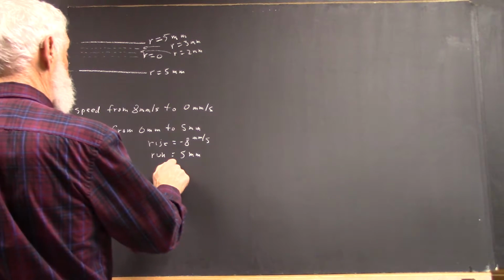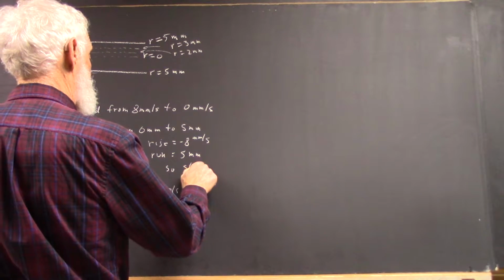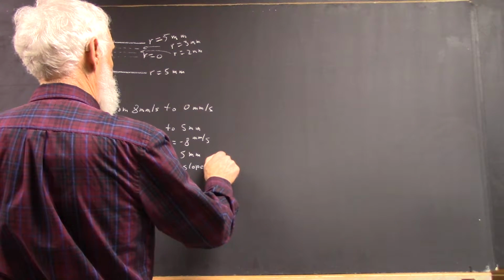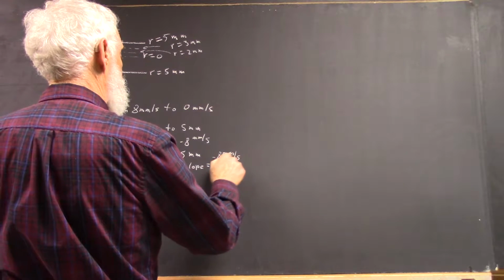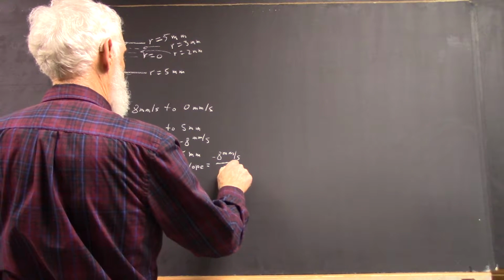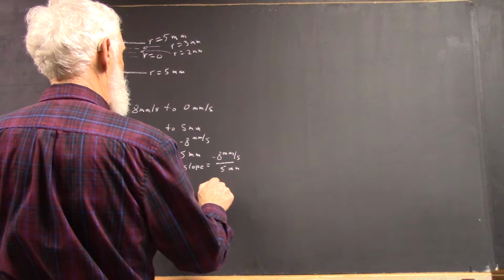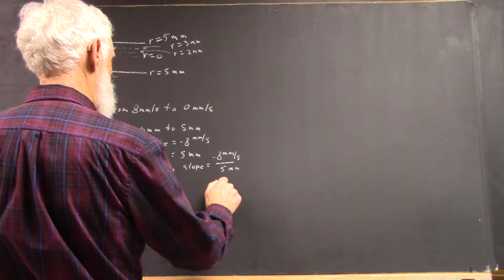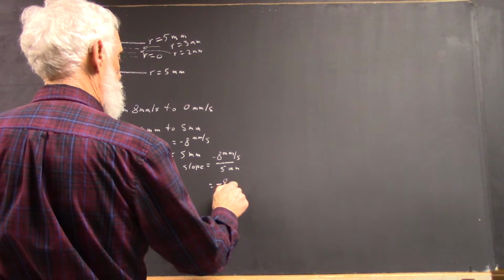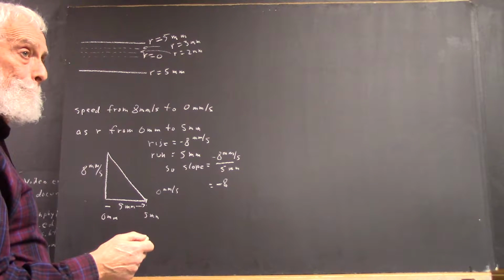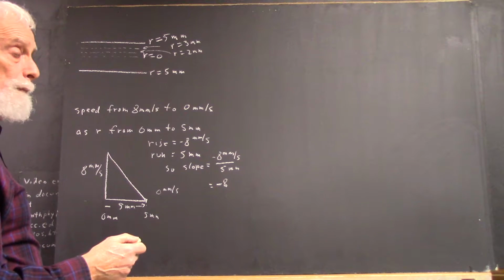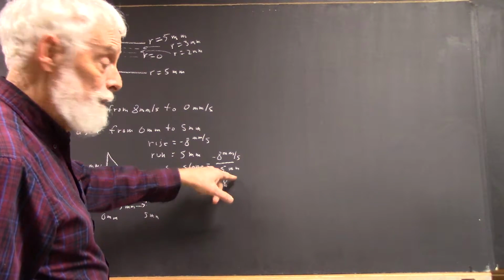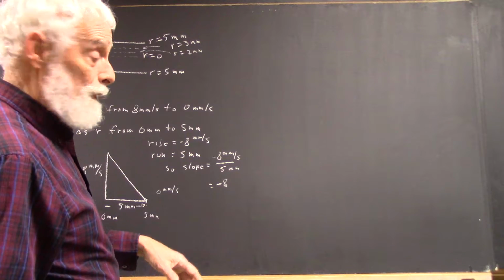So slope equals negative 8 millimeters per second divided by 5 millimeters, which equals negative 8 what? Well, if you divide millimeters per second by millimeters, you don't get seconds.